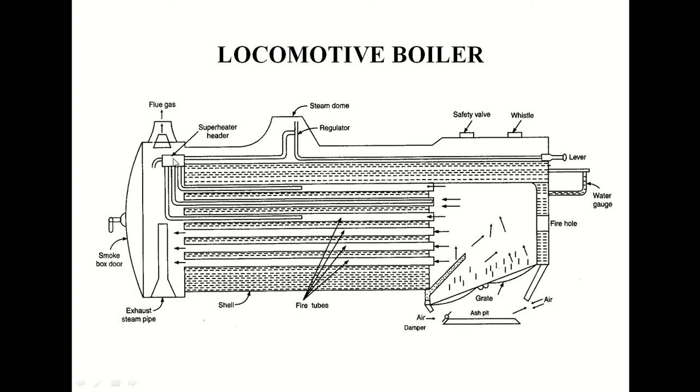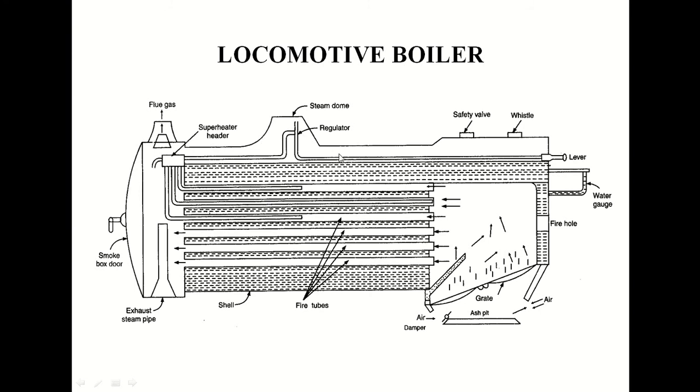So this is the superheater. The superheater is used to enhance the effectiveness of the boiler. That means whatever steam is generated will be heated again in the superheater, and its temperature will be increased. So this is about the superheater. These are the tubes of the superheater, which are inserted inside the fire tubes.